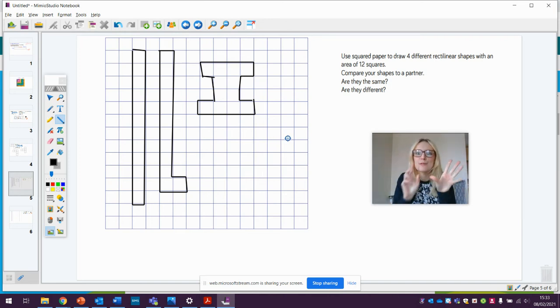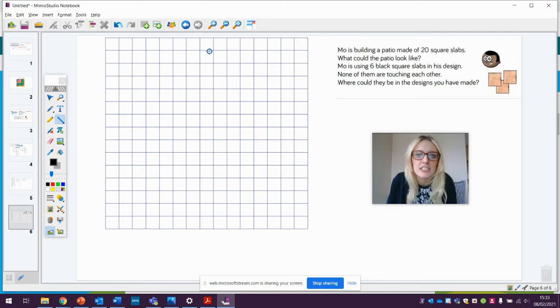All right, so draw some different rectilinear shapes. That is another investigation that I'd like you to do. And then we've got a trickier one. Mo is building a patio made of 20 square slabs. What could the patio look like? So that's like what I was doing at the beginning. So you might not have to have squared paper. I think I might be squared.